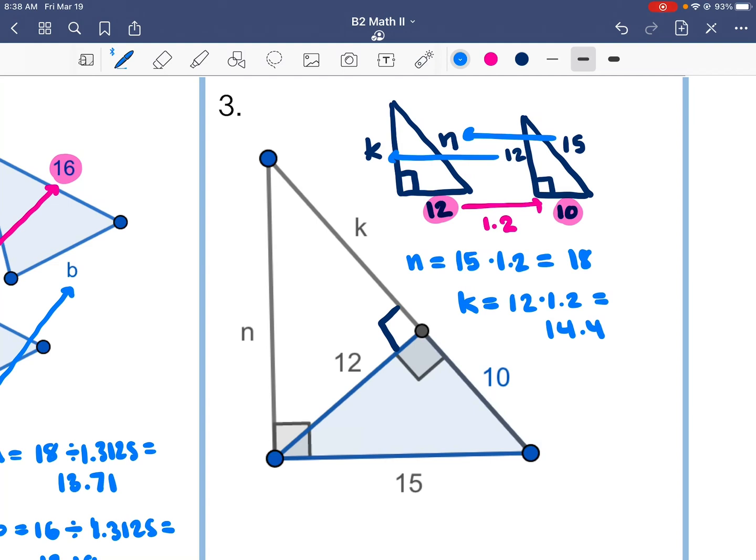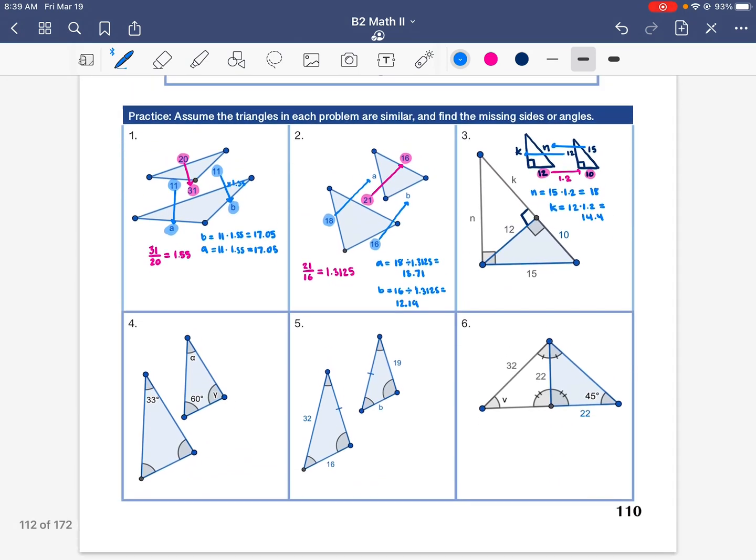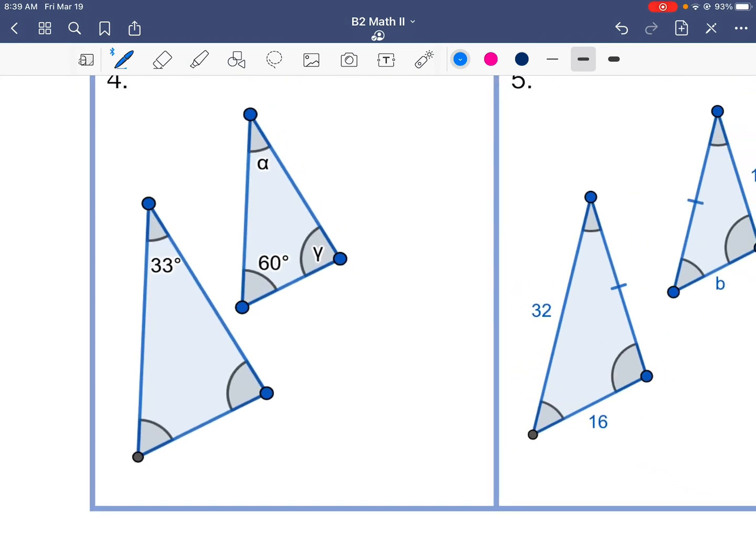Okay. Fantastic. So we have N and K, and we made sure to multiply because it's going from the smaller triangle to the bigger triangle. And our answers make sense, so we're gonna go with those.